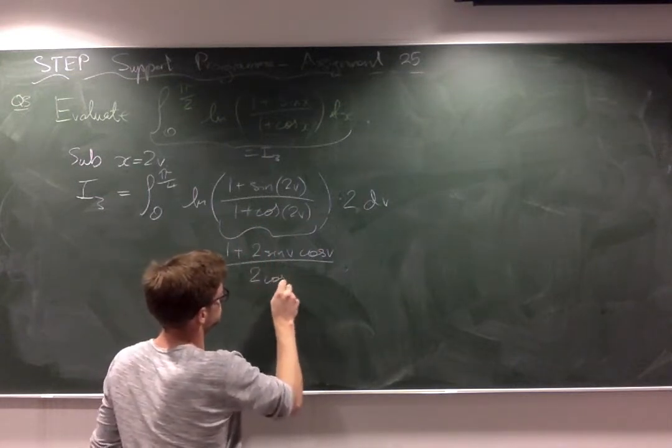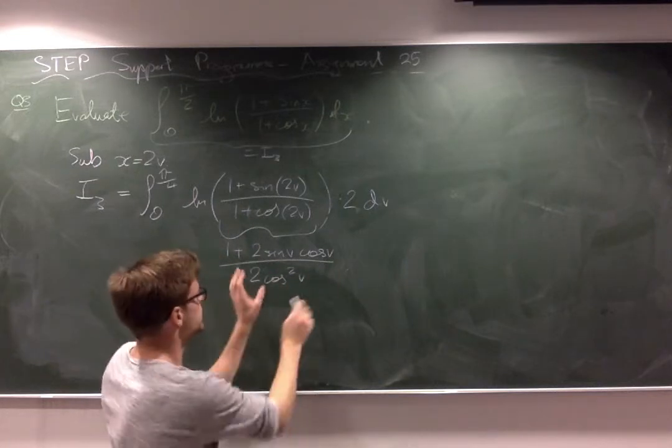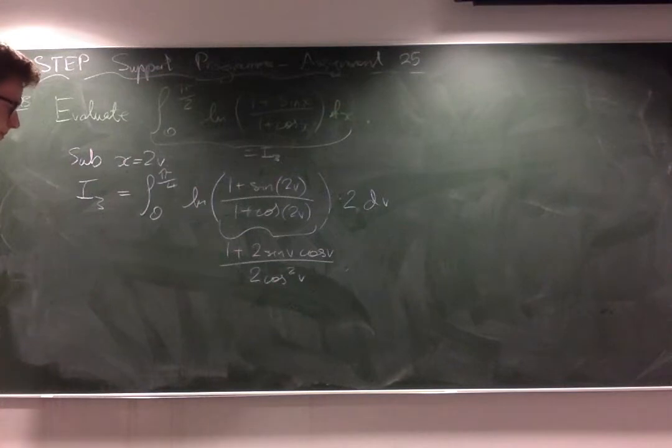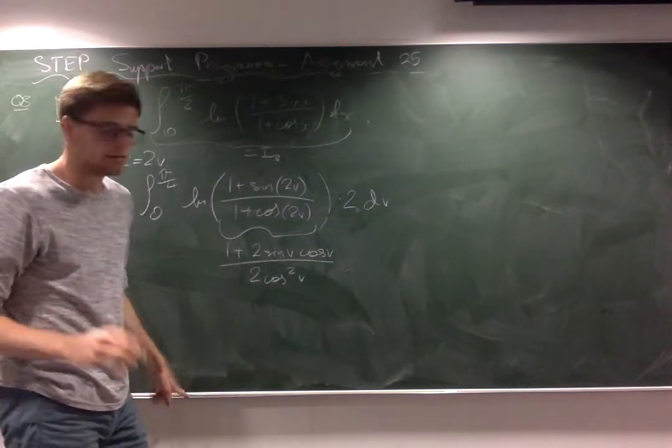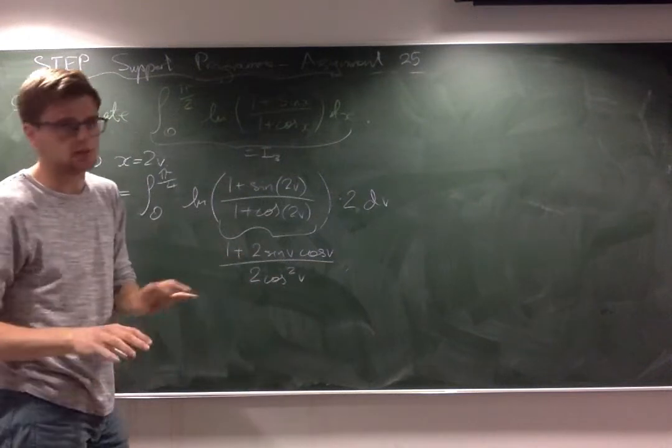So that gets me a 2 cos squared v minus 1 and 1 plus, so they cancel. So I'm going to have this. Now, looking okay. I mean, there's a tan here, but a sec squared here, so it's maybe not great.